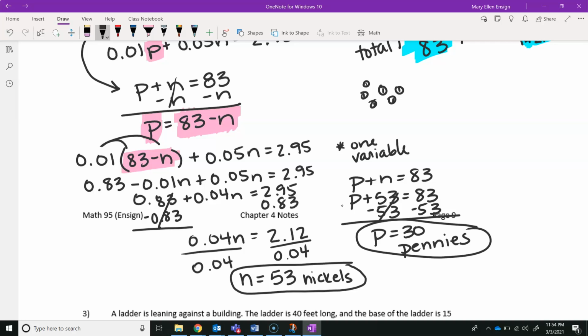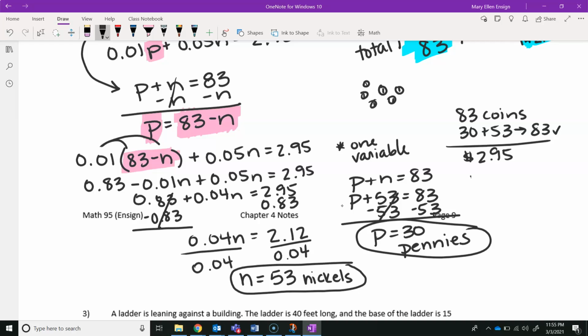Okay, so now we really want to check this. First of all, we want 83 coins, right? That's one of the things that the problem said. Well, 30 plus 53, yes, that is 83, so that's good. Okay, the other thing we wanted is we wanted them to add up to 295.